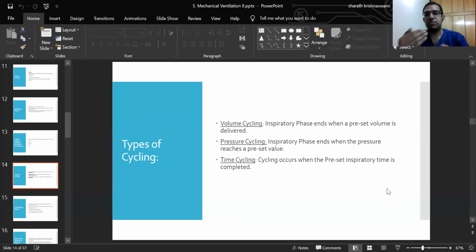Now, there are different types for which the ventilator cycles. They are the volume cycling, the pressure cycling, and the time cycling. Volume cycling occurs when the inspiratory phase ends when a preset volume is delivered. Pressure cycling is when the inspiratory phase ends when the pressure reaches a preset value. Time cycling occurs when the preset inspiratory time is completed.